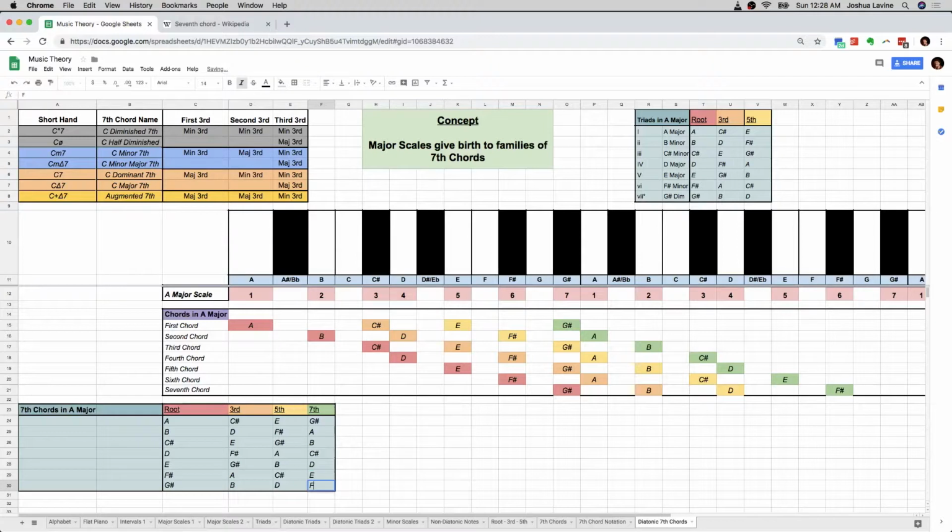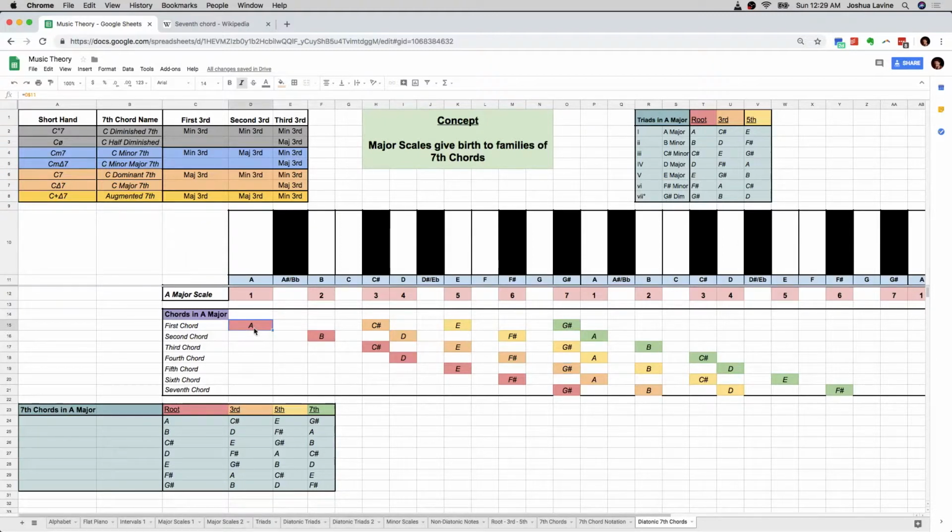D, E, F sharp. Is it a coincidence, by the way, that if I look at any one of these columns, I'm just going through all the notes in the A major scale: A, B, C sharp, D, E, F, G sharp, and so on? Of course I am, because all I'm doing is I'm just going over by a third, and then I'm copying and pasting the same formula to figure out the next note. So of course that's how root, third, fifth, sevenths work.